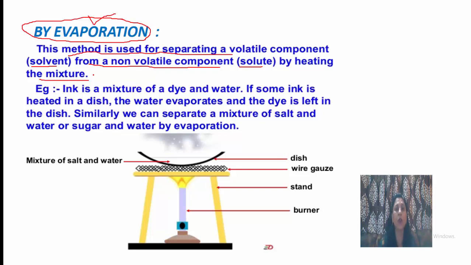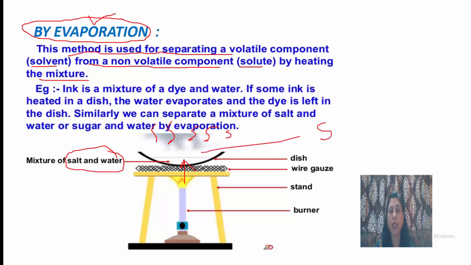We'll take this mixture of salt and water. You can see, we'll take this mixture of salt and water in this china dish. It is taken. Okay, or wire gauze is there, mesh of wire, then stand, tripod stand, and burner is there. When it is heated, what will happen? The water will evaporate. All the water will evaporate. And what is left in the china dish? That is salt. Okay.